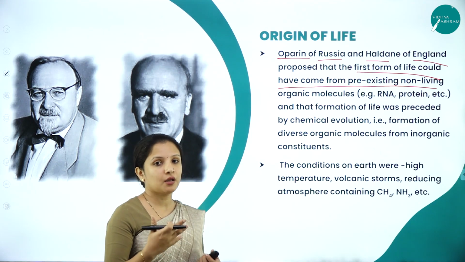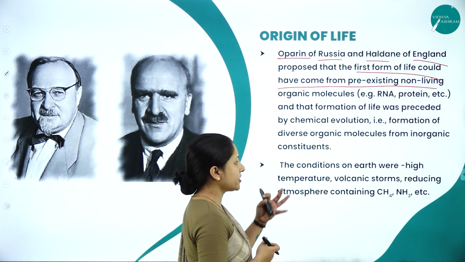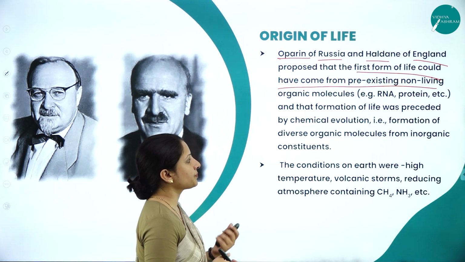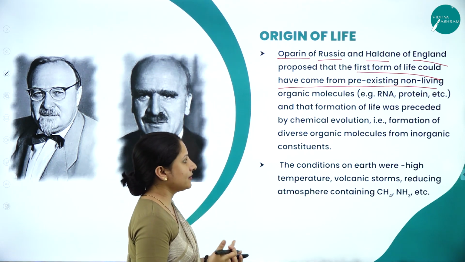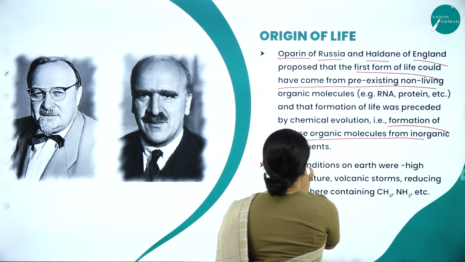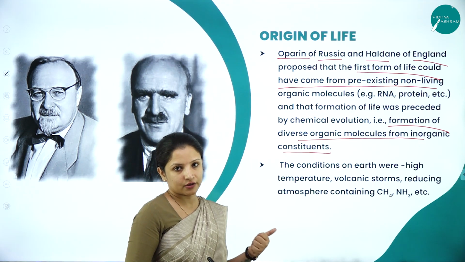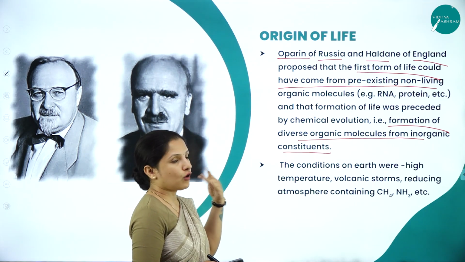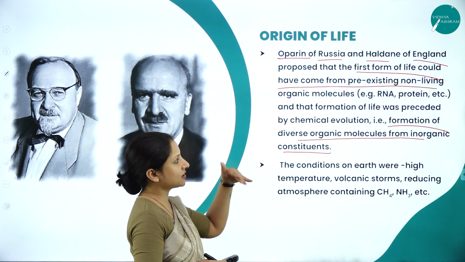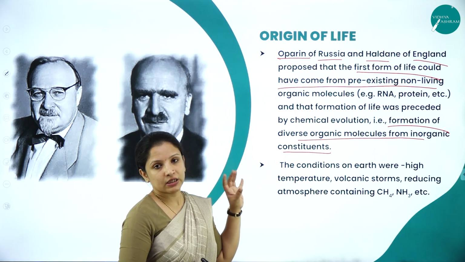That is the theory they put forward, but experiments or biochemical studies were not much conducted on that. The conditions of the earth were high temperature, and therefore Oparin and Haldane said that the formation of diverse organic molecules from inorganic constituents was the reason why life existed on this earth. So a number of organic molecules such as RNA and proteins were formed from inorganic constituents. That is what they believed. So that was about how life existed.